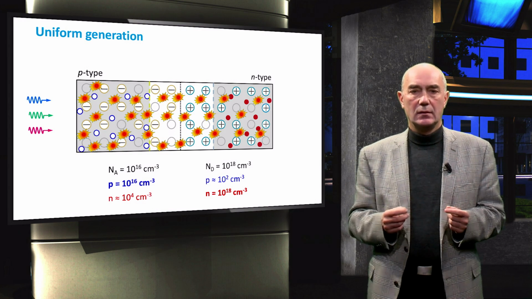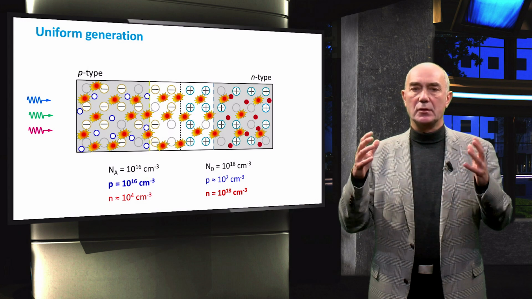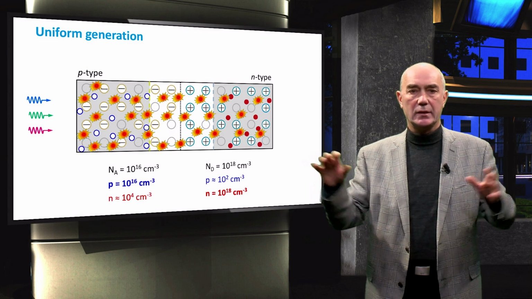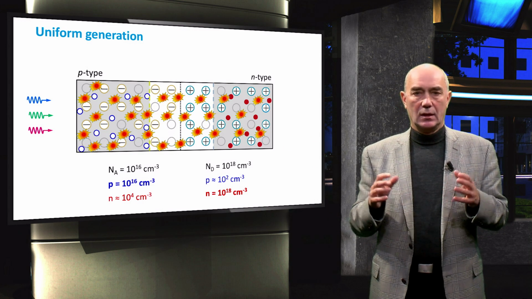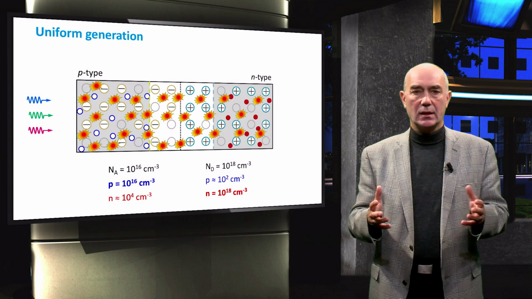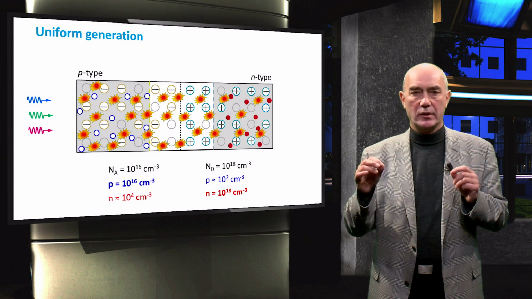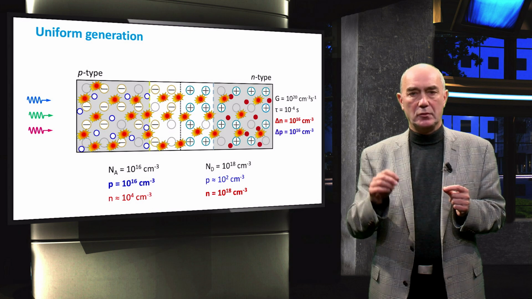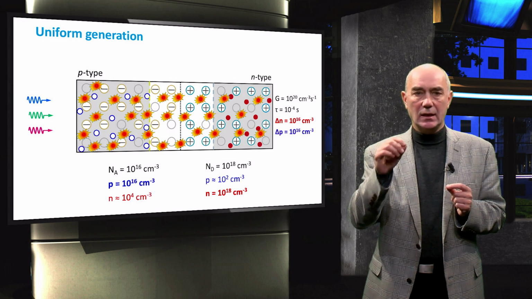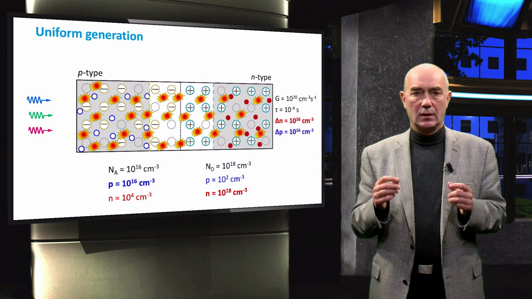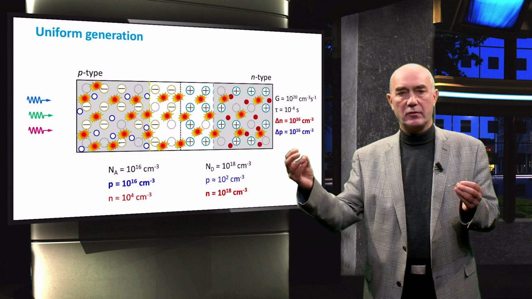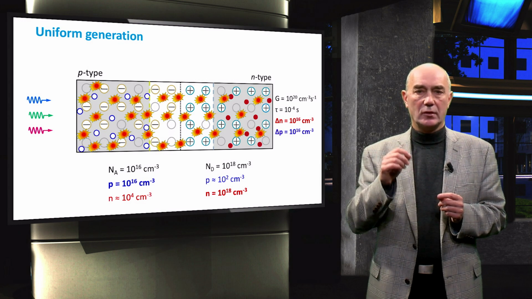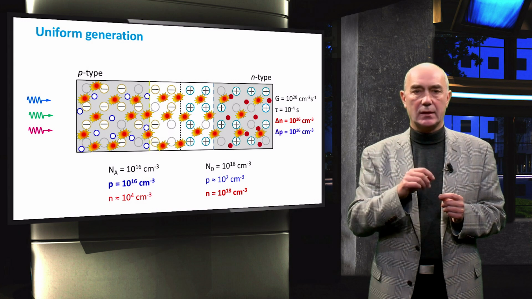For simplicity, let's assume that the p-n junction is illuminated in such a way that there is a uniform generation of electron-hole pairs across the p-n junction. Generation of electron-hole pairs is represented here by the orange explosions. Here are some numbers for you to picture what's going on in a p-n junction under illumination. Let's assume a uniform generation rate through the p-n junction, which is 10^20 electron-hole pairs per cubic centimeter per second.